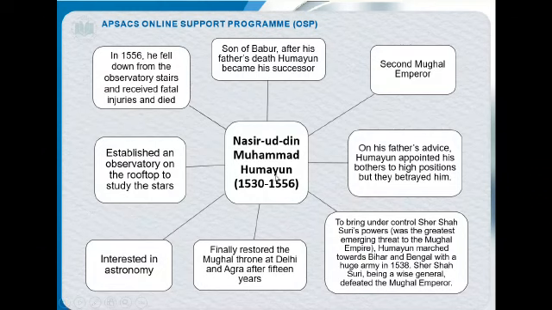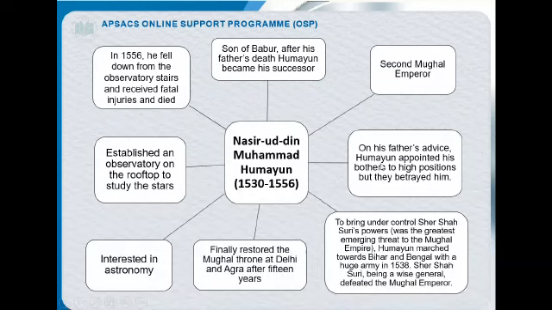Moving towards Zahiruddin Muhammad Humayun. He ruled from 1530 to 1556, but in between, he lost his power in India and escaped. He was the son of Babar. After his father's death, Humayun became his successor. He was the second Mughal emperor.